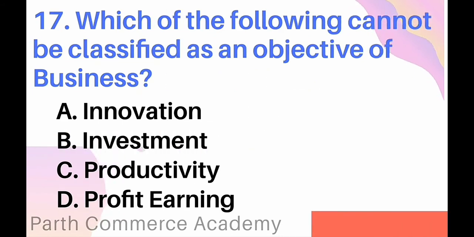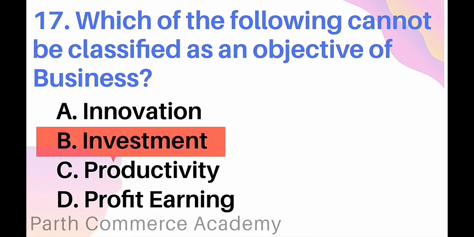Next question is, which of the following cannot be classified as an objective of business? Okay, this is also a negative question. We have to find out which is not. Innovations, investment, productivity, profit earning. So here we know that investment is not an objective of business. So the correct answer is option B, investment.